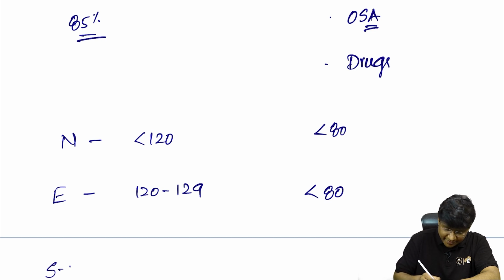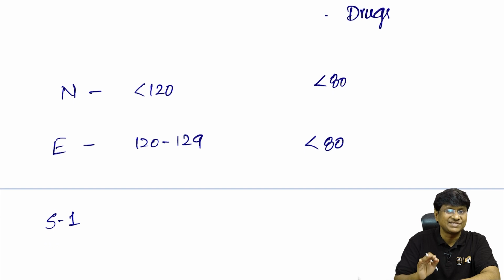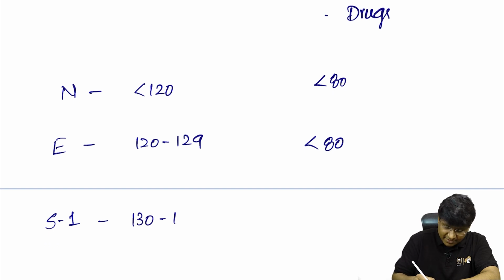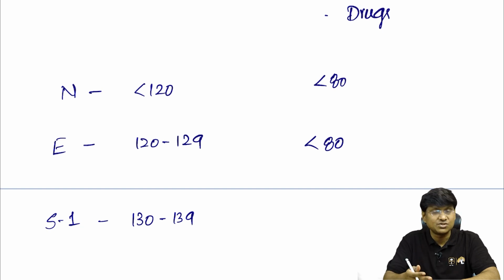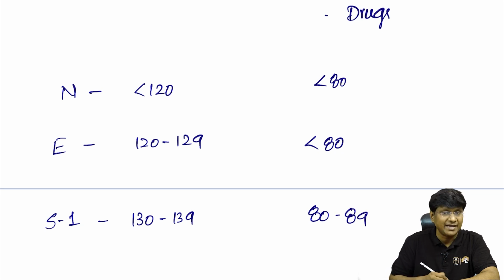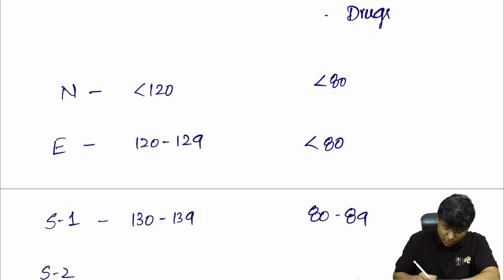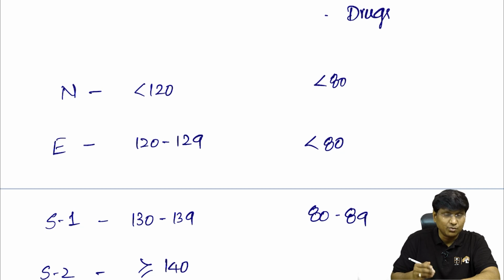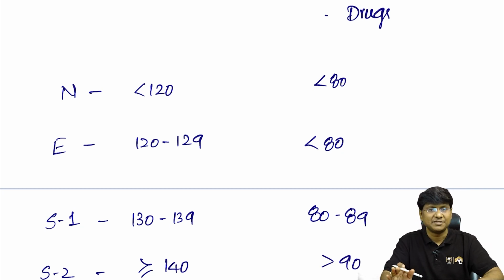And next, when do you call it hypertension? Stage 1 hypertension is when the systolic blood pressure is between 130 to 139 and diastolic blood pressure is between 80 to 89. And stage 2 hypertension is when the systolic blood pressure is more than or equal to 140 millimeters of mercury, and diastolic blood pressure is more than or equal to 90 millimeters of mercury.